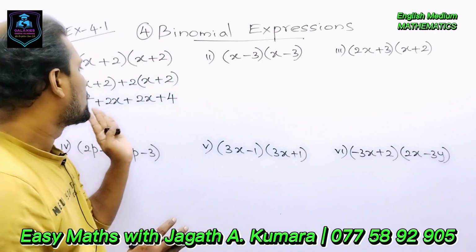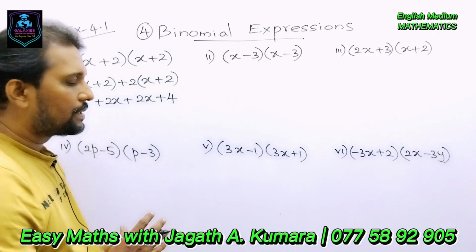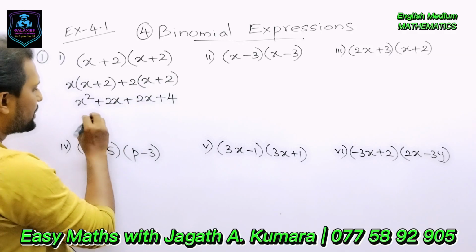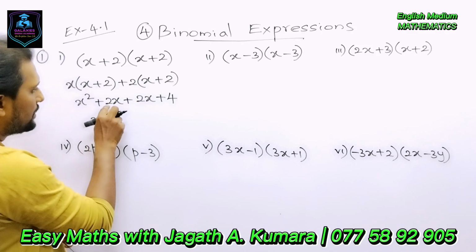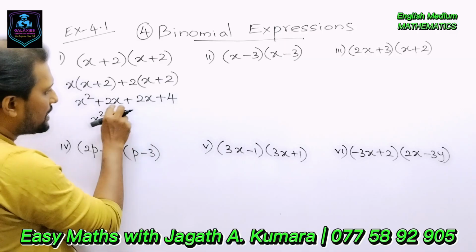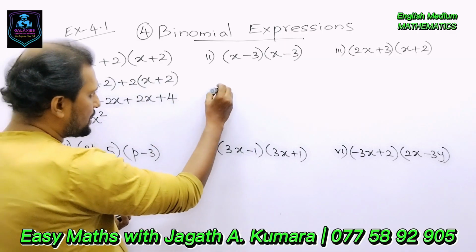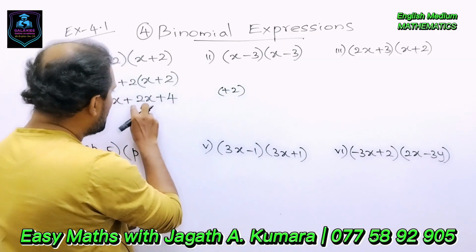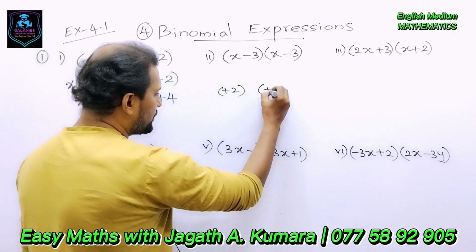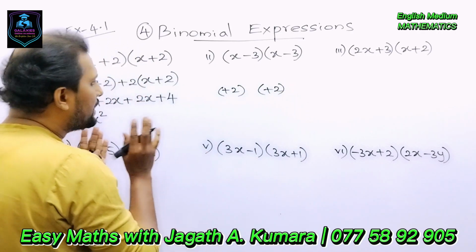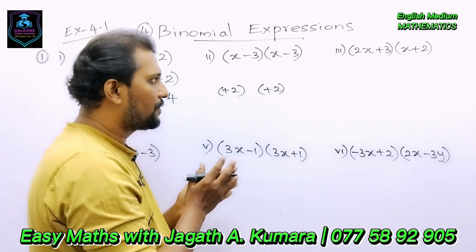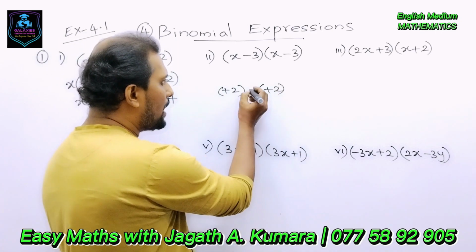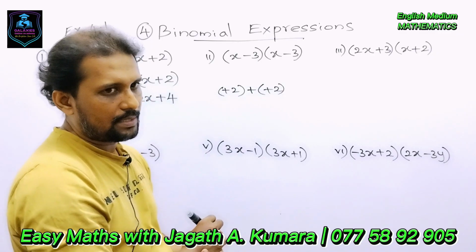Then you have to simplify the like terms. These two are the like terms, 2x and 2x. Check the coefficients of these two terms. This one coefficient plus 2. This one coefficient plus 2. After you write down like this coefficients of the terms, always you add these two coefficients.